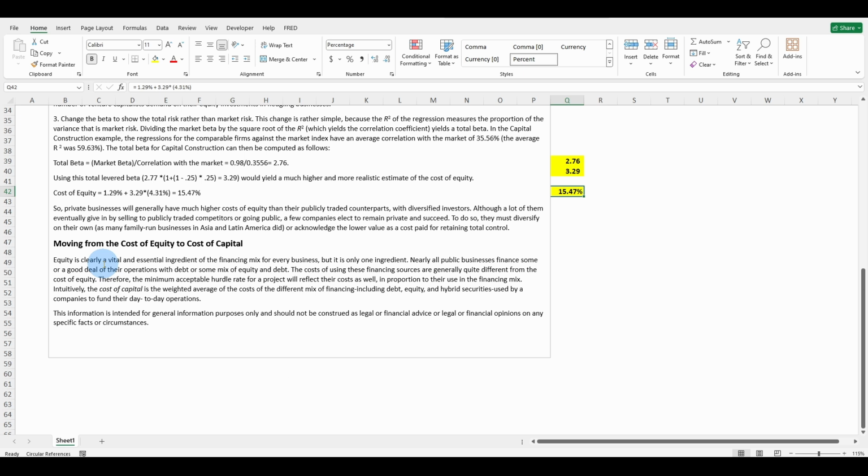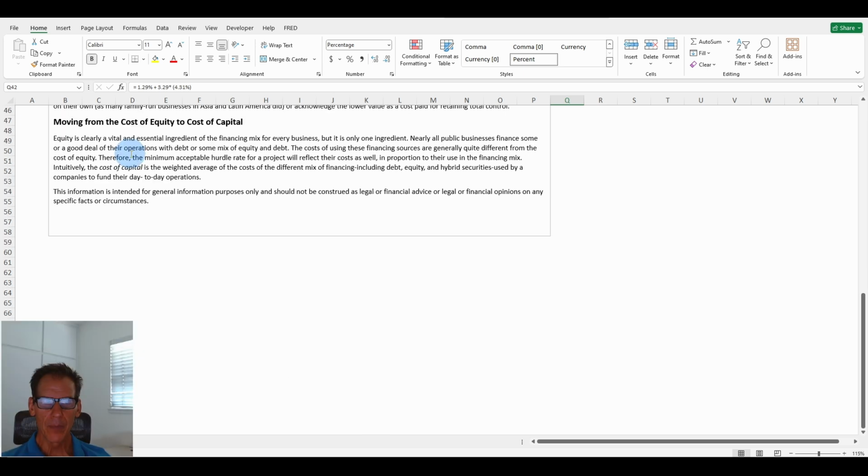Moving from the cost of equity to the cost of capital, equity is clearly a vital and essential ingredient of the financial mix for every business, but it is only one ingredient. Nearly all public businesses finance some or a good deal of their operations with debt or some mix of equity and debt. The cost of using these financing sources is generally quite different from the cost of equity. Therefore, the minimum acceptable hurdle rate for a project will reflect their cost as well, in proportion to their use in the financing mix.